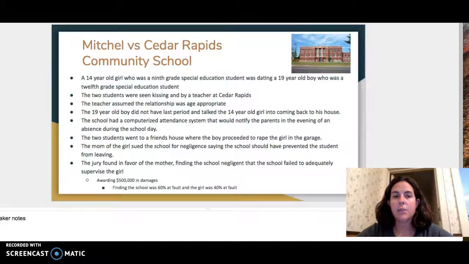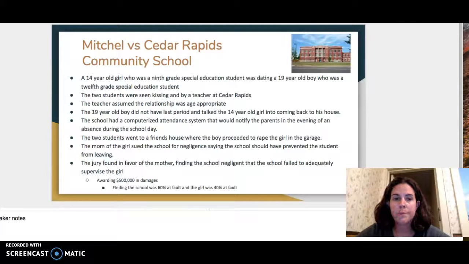My second case is Mitchell versus Cedar Rapids Community School. A 14-year-old special ed student who was in the 9th grade and a 19-year-old boy who was in the 12th grade, also a special ed student, were dating. The students had been seen by a teacher kissing and holding hands in the hallway. The teacher had assumed that the risk was age appropriate, did not know that it was a 19 and a 14-year-old.